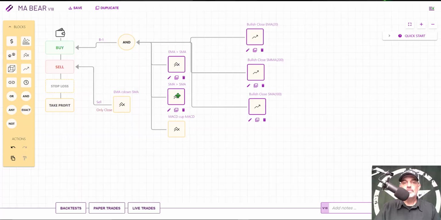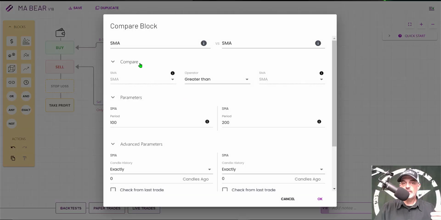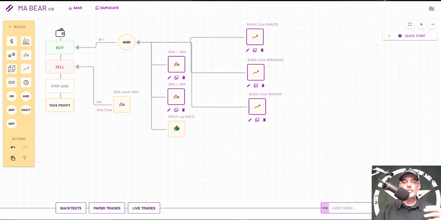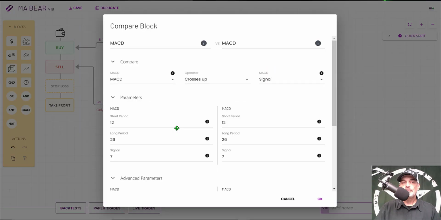The next block will be looking to compare the SMA greater than an SMA, but it's the 100 period versus the 200 period, which will look very similar to what I just showed you on the chart. Again, we're just looking for the shorter time frame to be above the longer time frame, which again does confirm the trend is moving in our direction. And then the third and final block is the MACD.